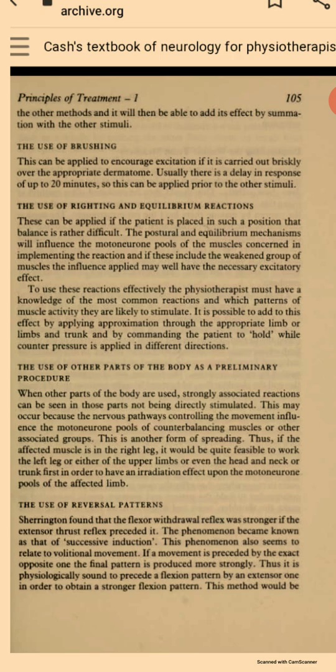It is possible to add to this effect by applying approximation through the appropriate limb or limbs and trunk and by commanding the patient to hold while counter pressure is applied in different directions. The use of other parts of the body as a preliminary procedure. When other parts of the body are used, strongly associated reactions can be seen in those parts not being directly stimulated. This may occur because the nervous pathways controlling the movement influence the motor neuron pools of counterbalancing muscles or other associated groups. This is another form of spreading.